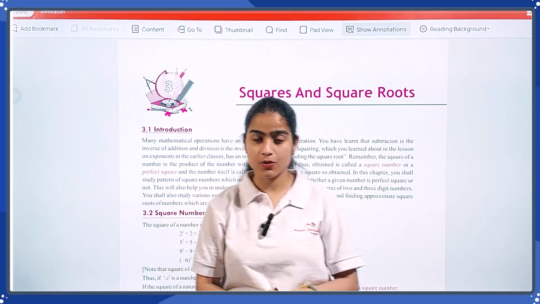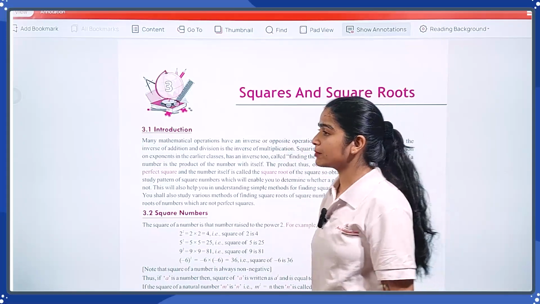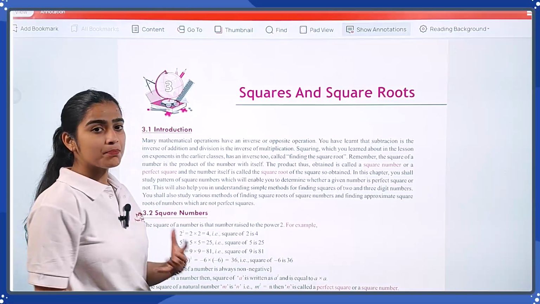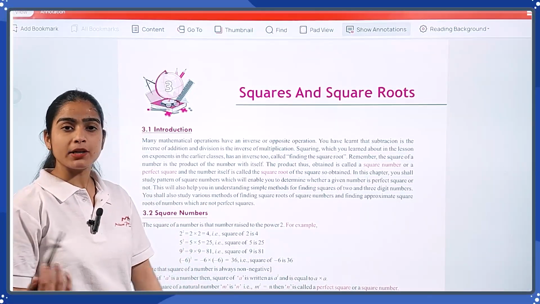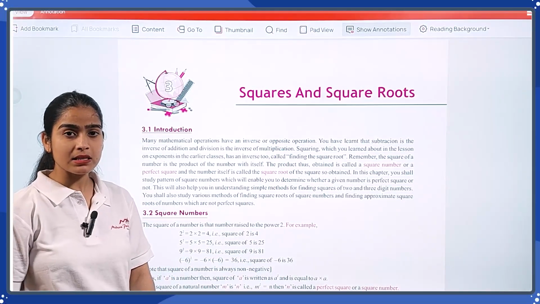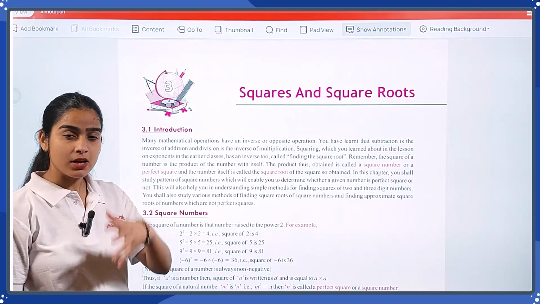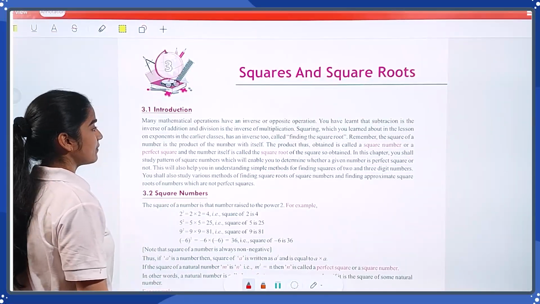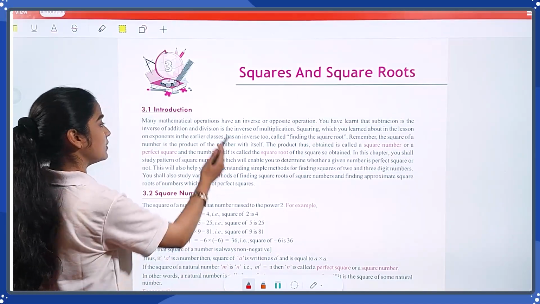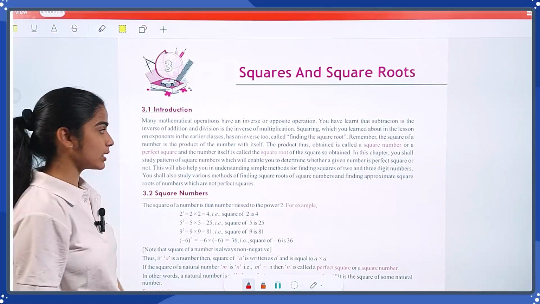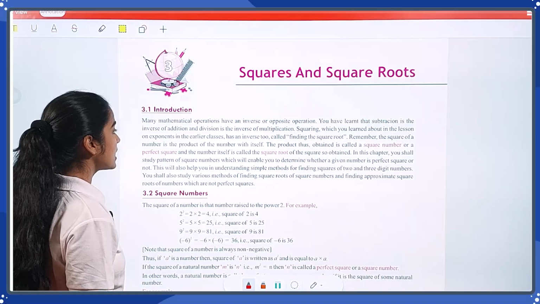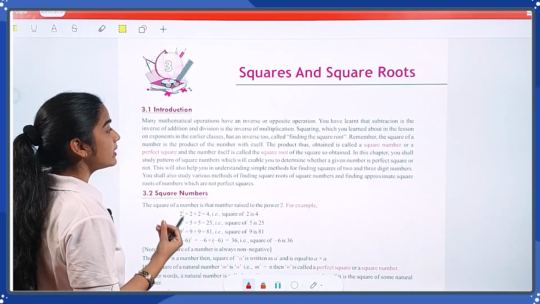Now we have a new chapter, which is square and square root. Square means we multiply a number by itself, and square root means we find the number that was multiplied by itself. Many mathematical operations have an inverse or opposite operation. You have learned that subtraction is the inverse of addition and division is the inverse of multiplication. We already know that. So squaring, which you learned about in the lesson on exponents in earlier classes, has an inverse too, called finding the square root.